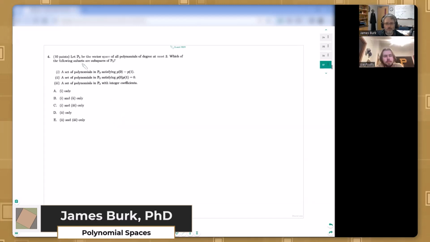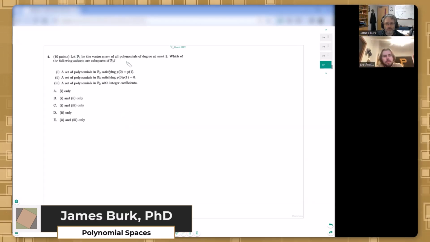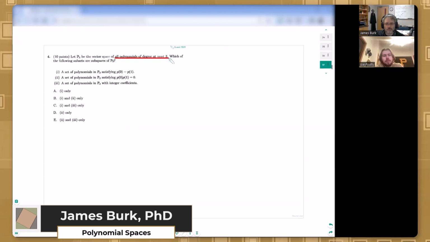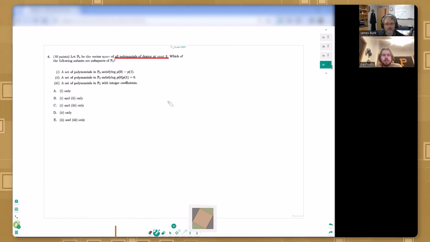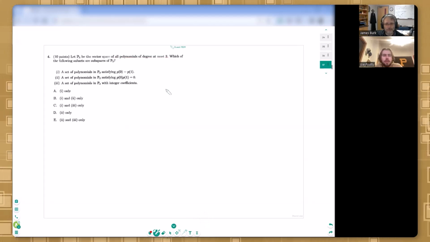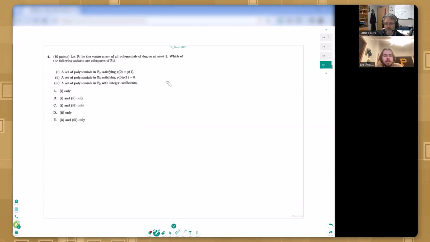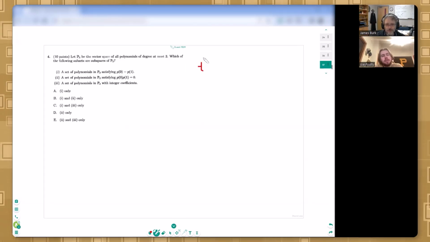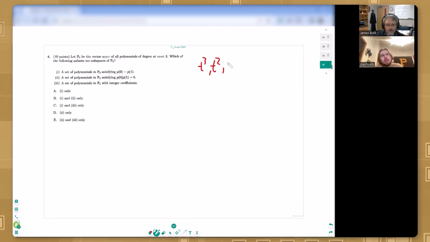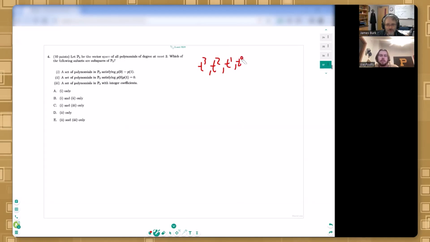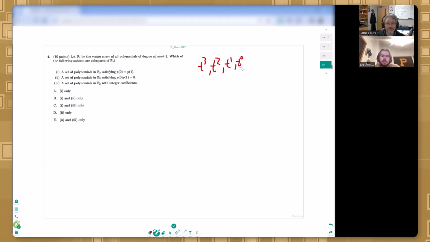Okay. So what's P3 right here? I mean, it's your vector space. What's the size of this vector space? 4. So degrees at most 3: cubic, quadratic, linear. Don't forget 0 is also a number. So you're going to have your constant term.